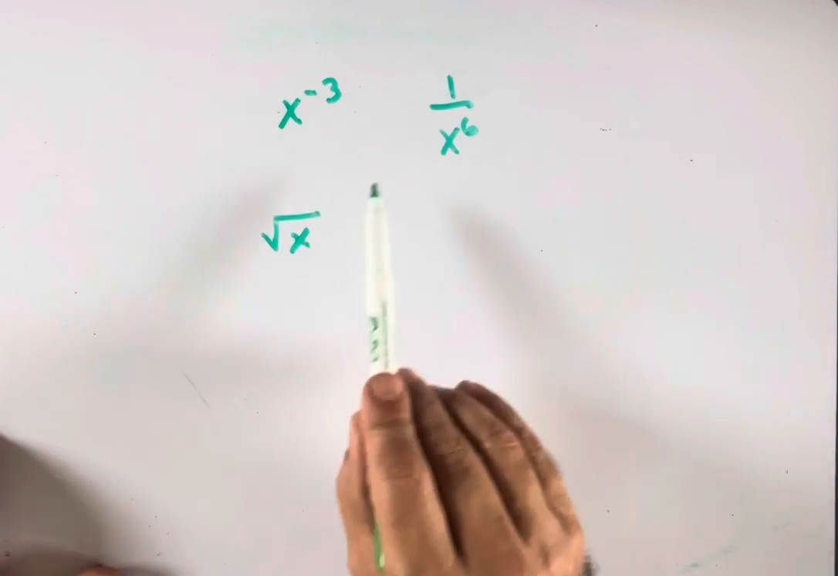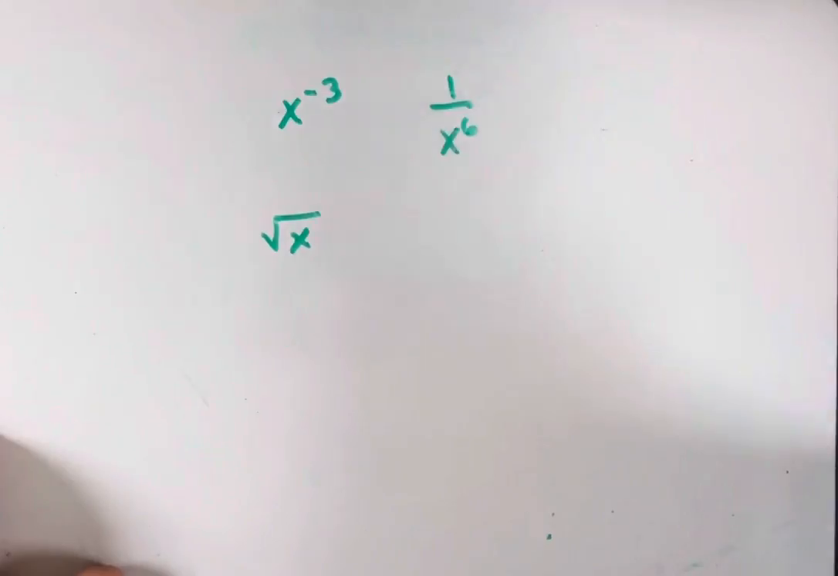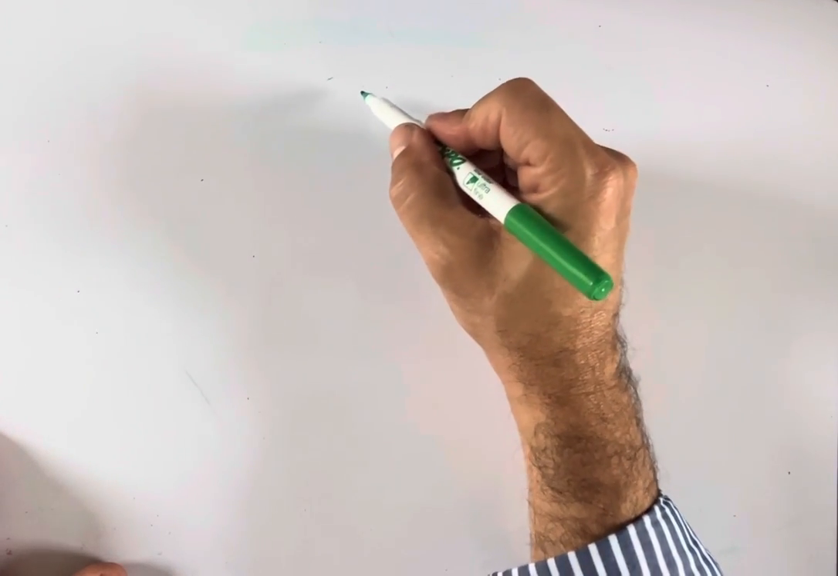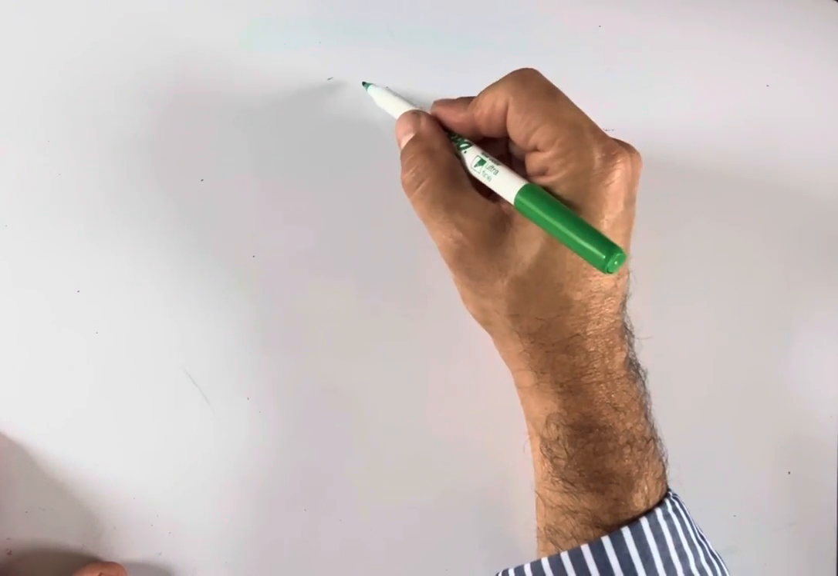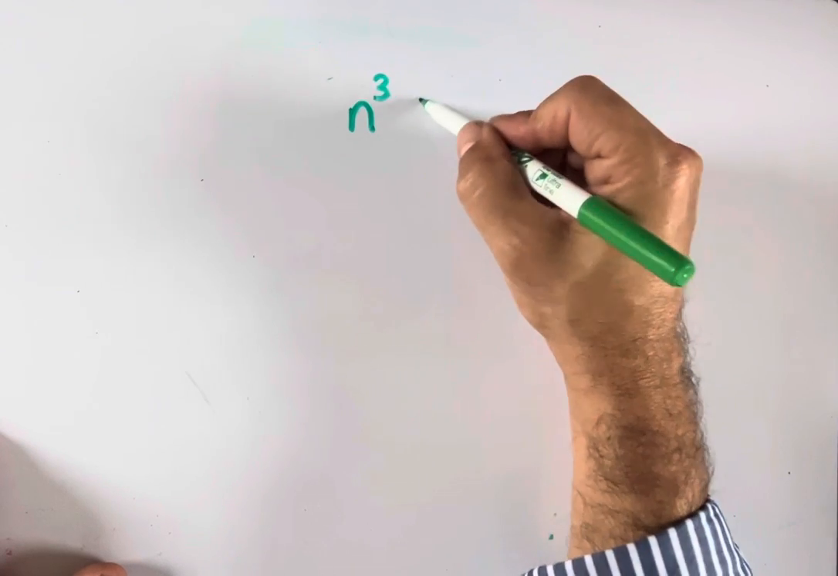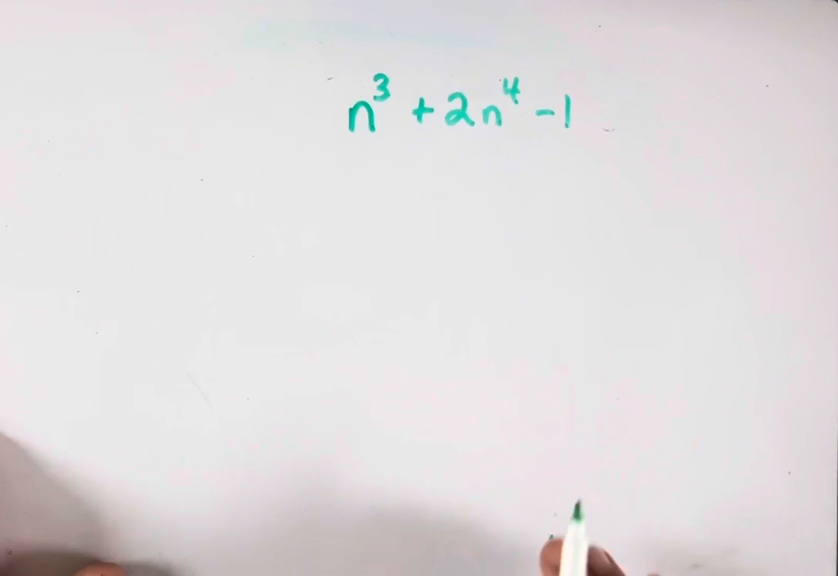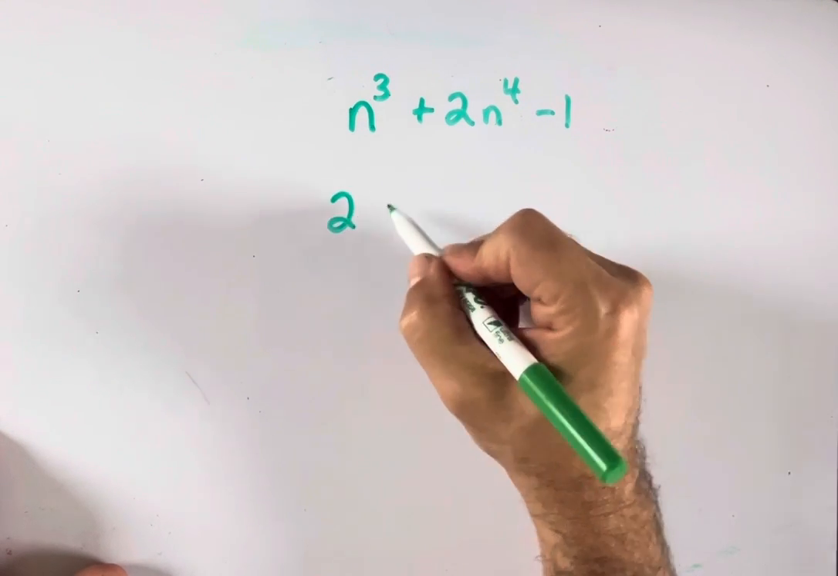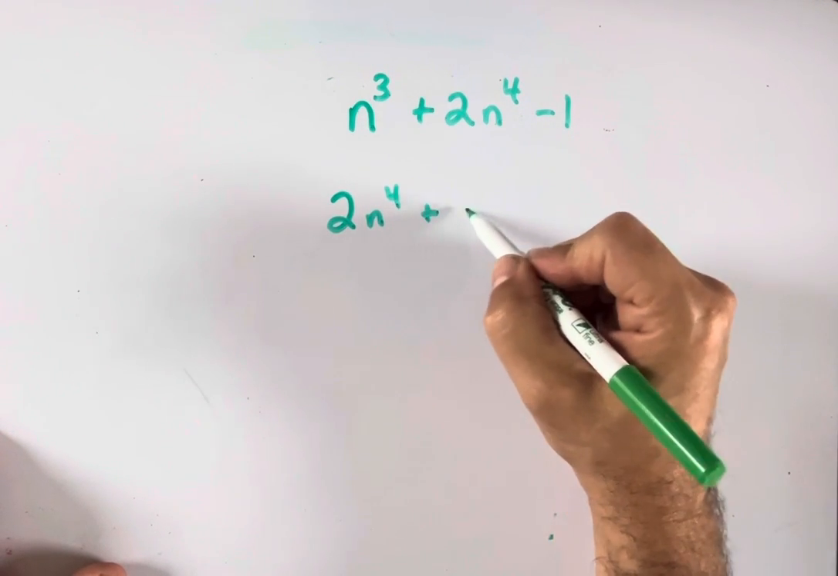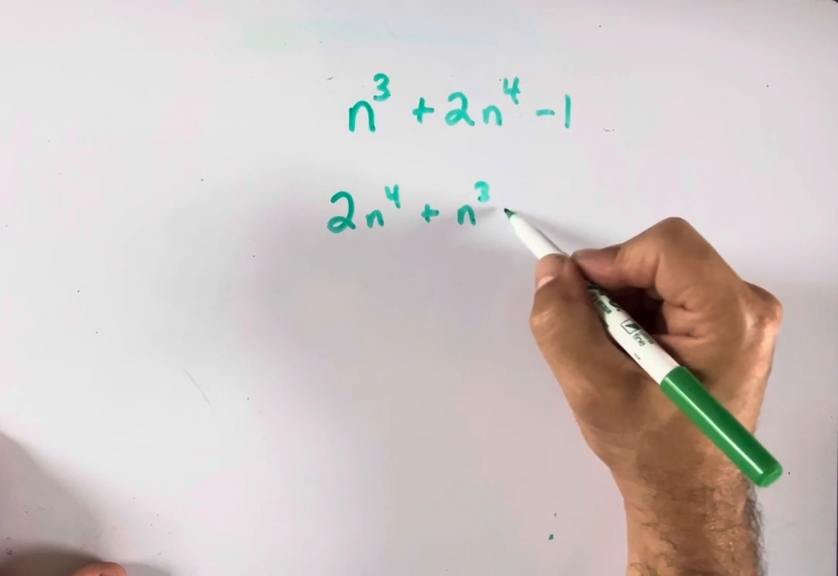About that right now, but just remember that these are not polynomials. When we classify polynomials, it's helpful to put them into standard polynomial form. So if we have a polynomial that looks like that, we want to go ahead and write it in standard polynomial form. So I'm going to put 2n to the fourth plus n to the third minus 1.